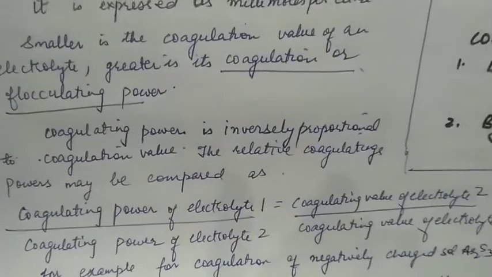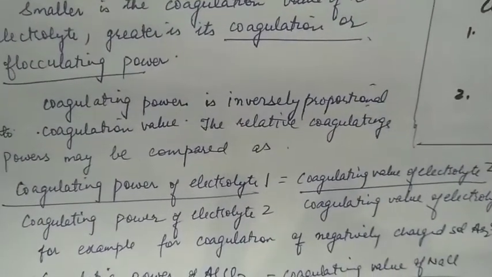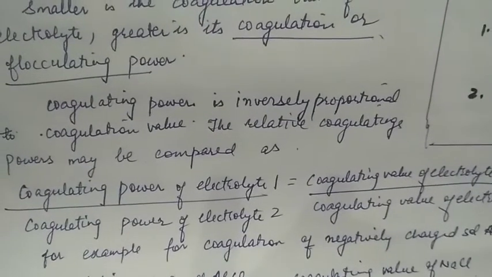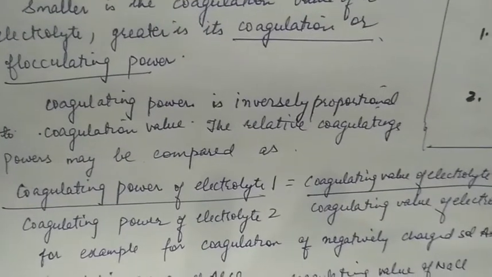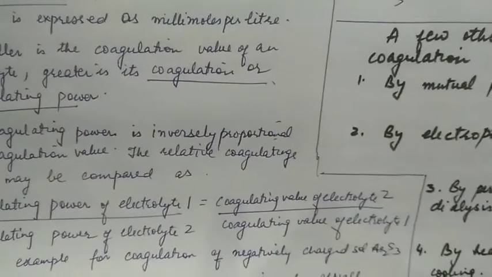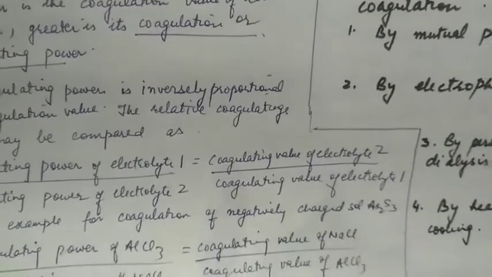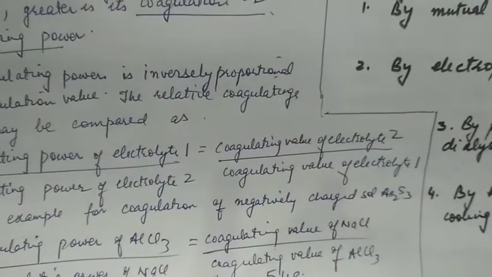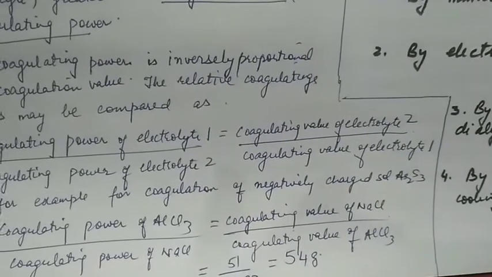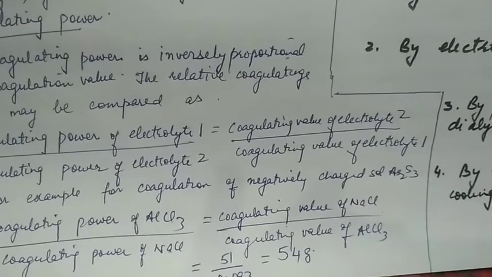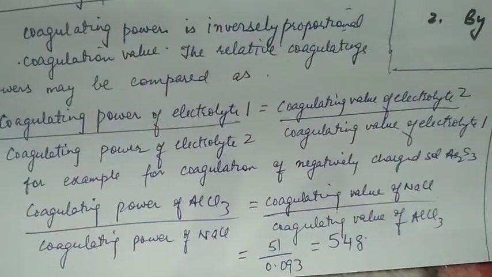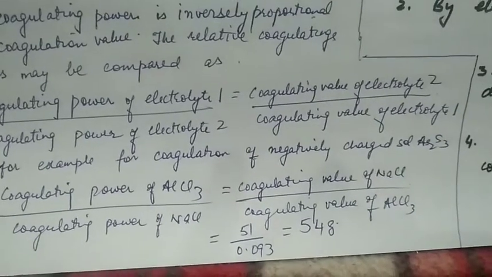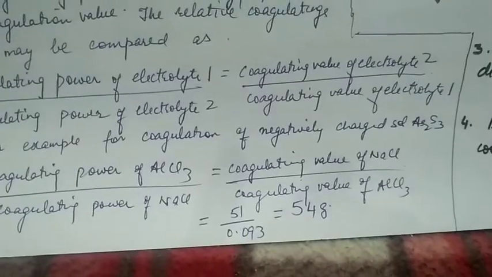So relative coagulating powers can be compared as follows. To find out the coagulating power of electrolyte 1 with respect to electrolyte 2, you divide the coagulating value of electrolyte 2 by the coagulating value of electrolyte 1, as they are inversely proportional. For example, to compare aluminium chloride and NaCl for coagulation of negatively charged arsenous sulfide sol, we divide the coagulating value of NaCl by the coagulating value of AlCl3.